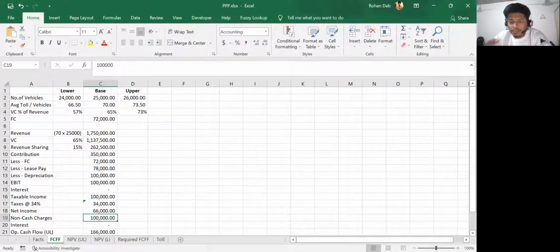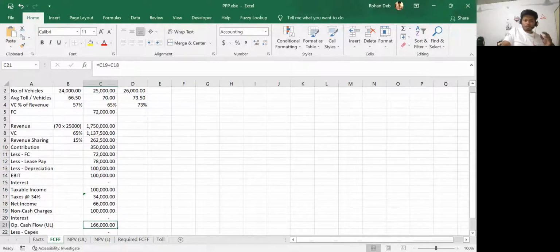I add back the depreciation. Why do I add back the depreciation? Because see, we are trying to figure out the cash flows. Depreciation, though it is an expenditure, is not a cash expenditure, it's a non-cash expenditure. So we add all of those things back. So from the net income you add back the depreciation, which comes to operating cash flow unlevered. Okay, unlevered means without the interest. Levered means where you use leverage, which is called interest. Okay, so unlevered means no debt.